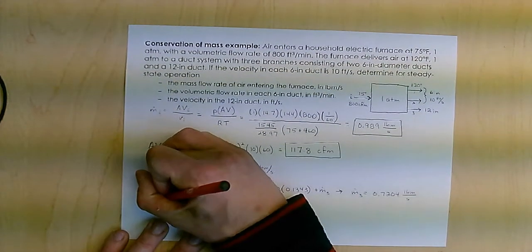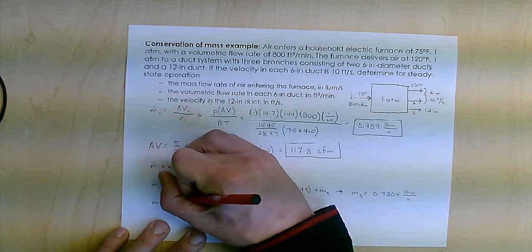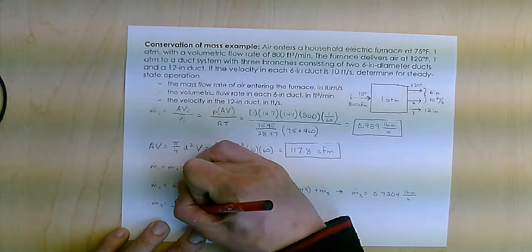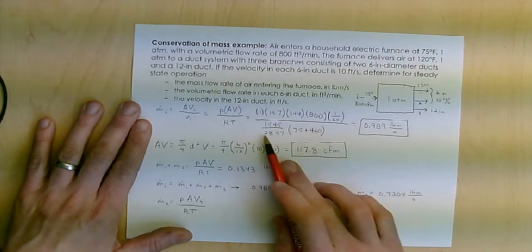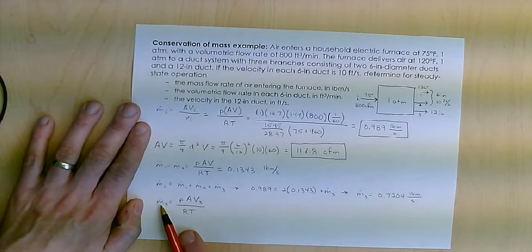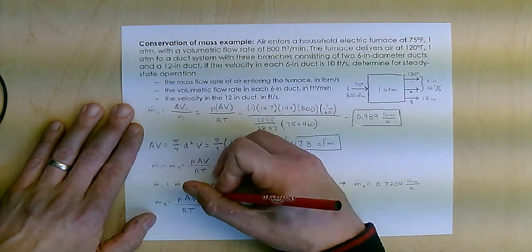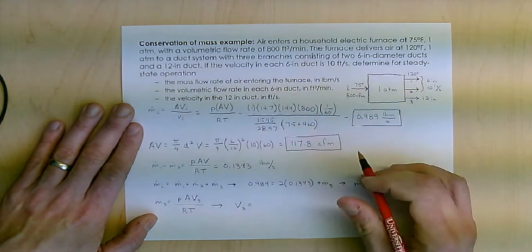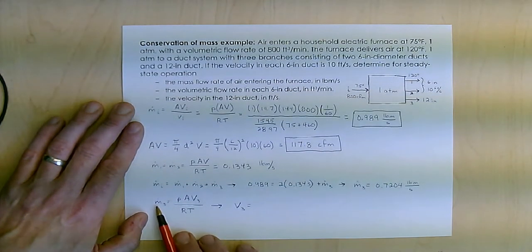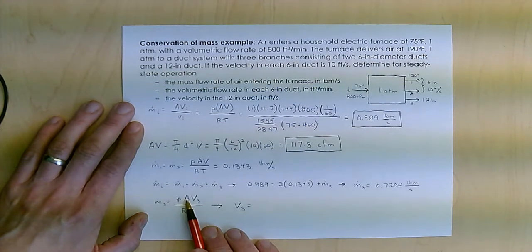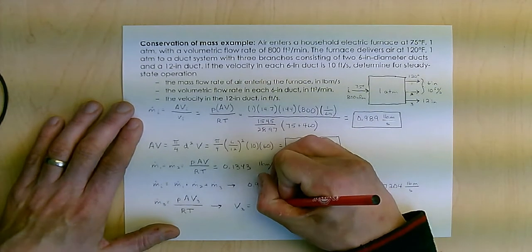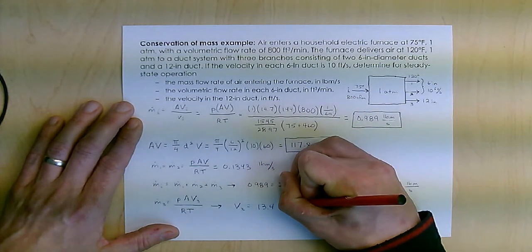Now that I have that, in order to find the velocity, I use this same equation, right? Where the mass flow of 3 equals P A V3 all over RT. Again, same ideas here. Temperature of 120, right? The only difference is now I have a mass flow. I'm solving for V3, but using those same unit conversions, plugging in 120 for the temperature and 0.720 for the mass flow. The area is 1 foot in diameter. I can calculate that velocity to be 13.4 feet per second.